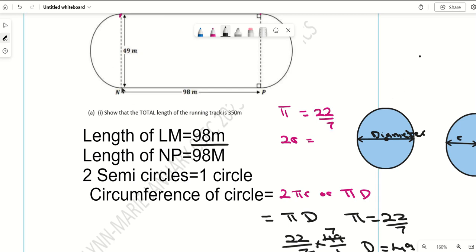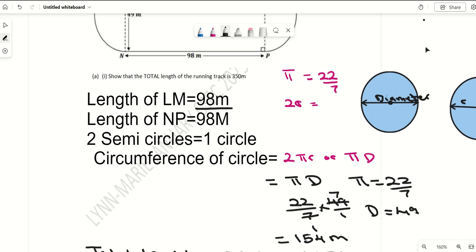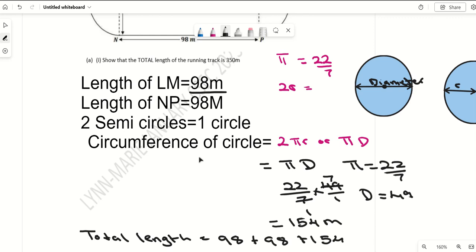You find the length of NP is 98. The length of LM is 98. We know the two semicircles is one circle. They gave you the diameter, which is one side of the circle to the next side going through the center. Right, so we know the formula. Circumference of the circle is also known as, let me put this, perimeter.